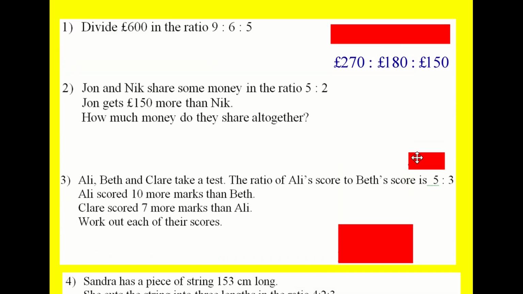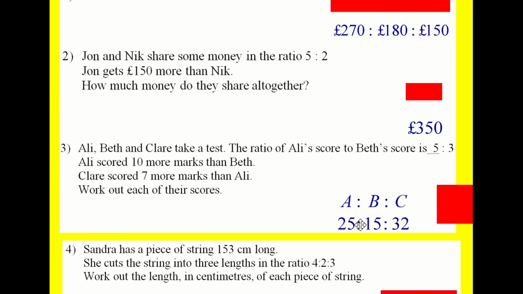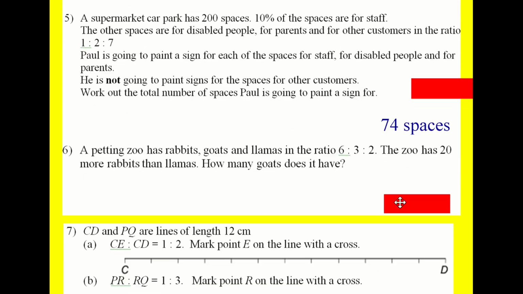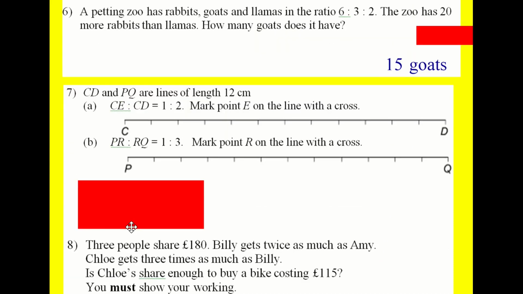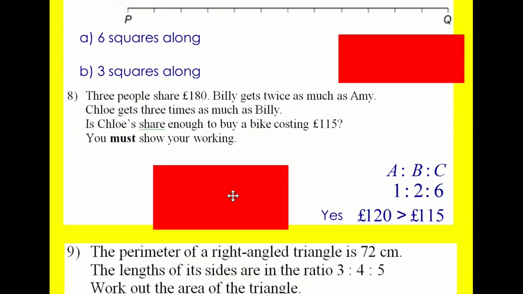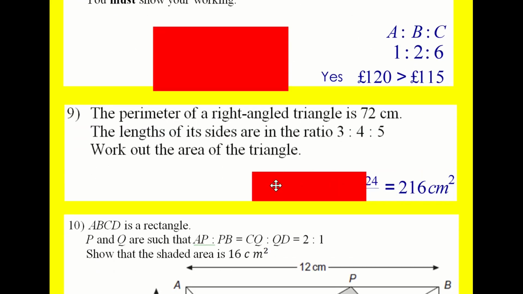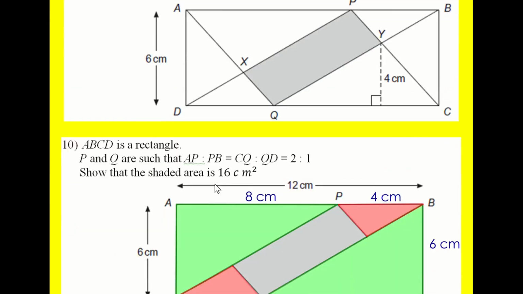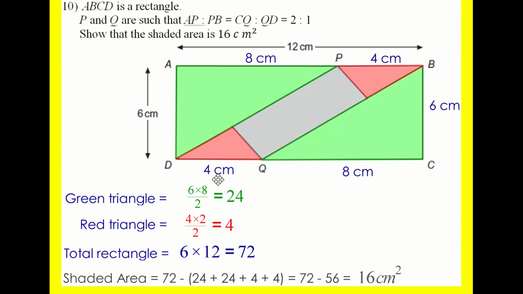For the first one, that's the answer. Second one, £350 together. Third one, fourth, fifth, sixth, getting a bit trickier now. Okay, 7, 8, 9, so you're having to find the sides and then work out the area. You've got to figure out that 3 and 4 relate to the shorter sides, the base and the height. And 10 here is a worked solution. Okay, hopefully you're comfortable with your ratios.